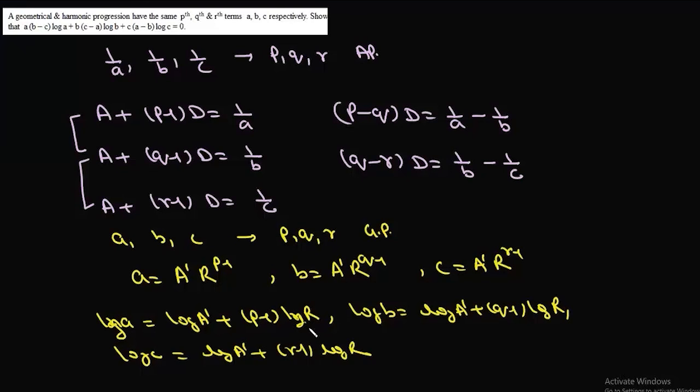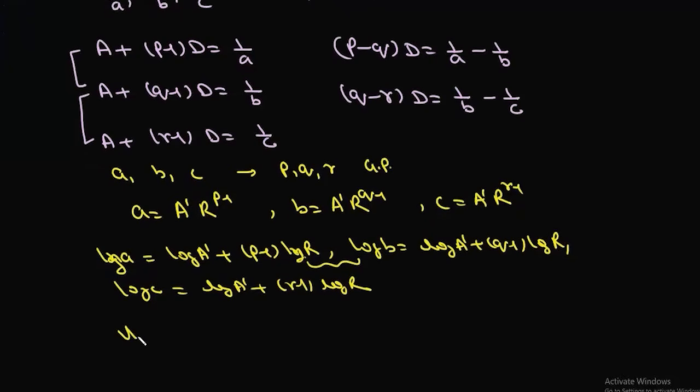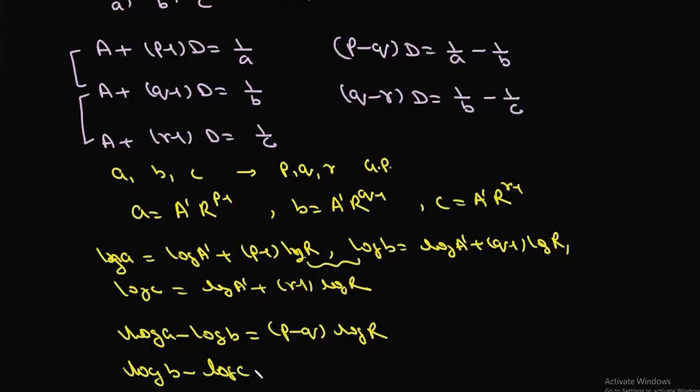Now if we subtract these two, we can write log A minus log B is equal to (p minus q) into log r, and from the second and third we can write log B minus log C as (q minus r) into log r.